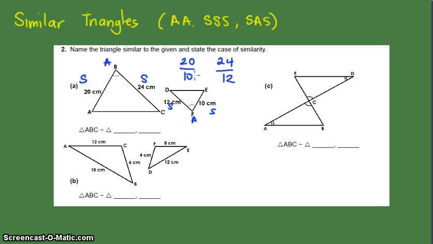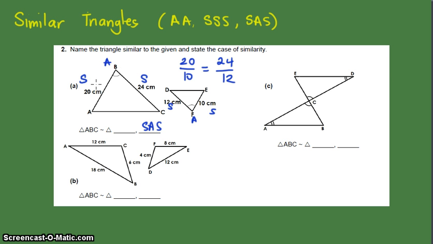Now again we will say that these two triangles are similar if the two fractions will be the same. So 20 over 10 is 2, 24 over 12 is also 2, so they're the same. And since the angle that is known is in between the two sides for each triangle, then we can say that the two triangles are similar by SAS.